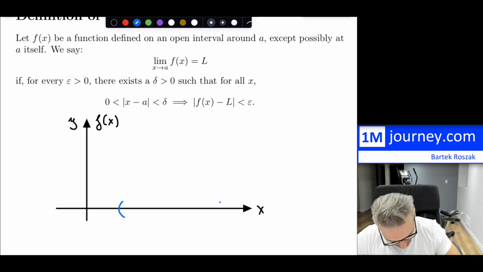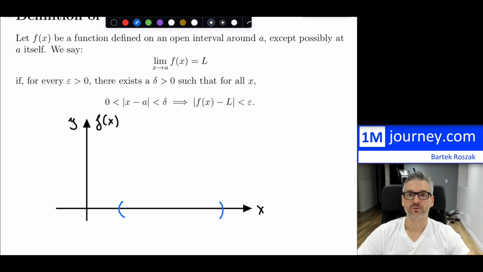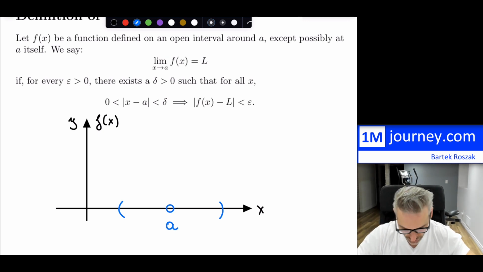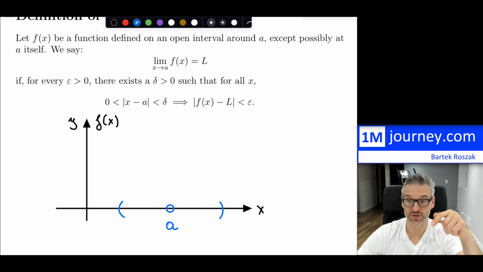So open intervals like this, right? So we do it in round brackets, around some value, and that particular value is going to be a. Now this does not necessarily mean that it includes a. All right, so I'll put an open dot in here, and this is a. So we do not need for this to be defined, meaning if you substitute a into the function, it doesn't have to necessarily be defined.